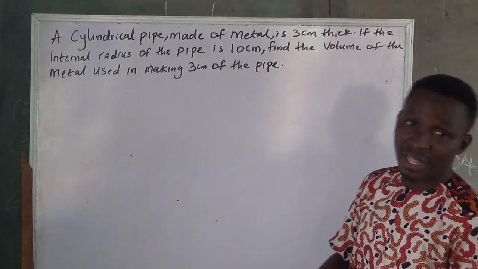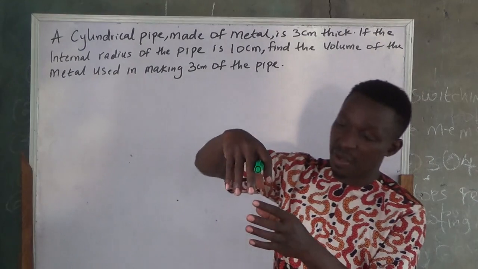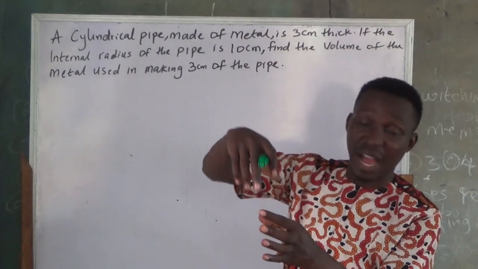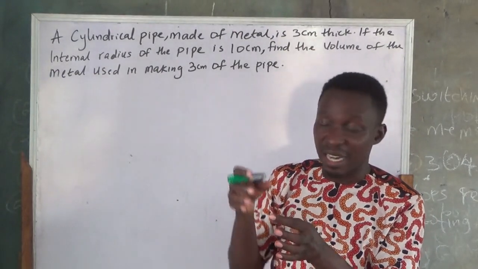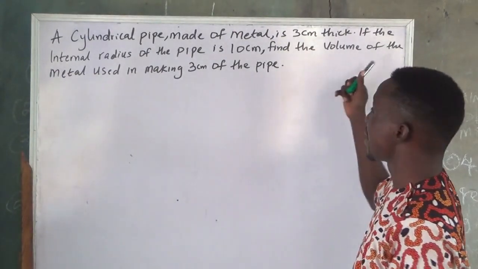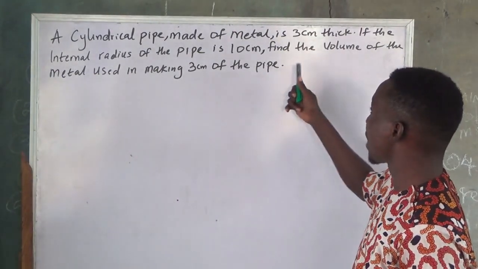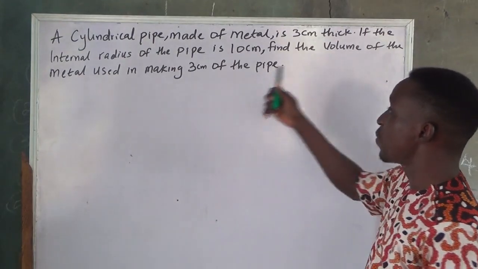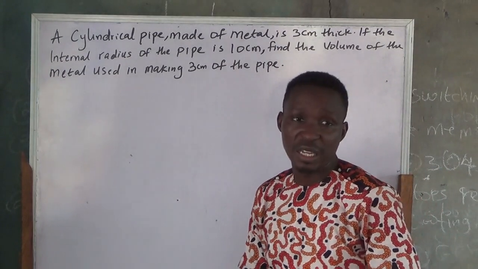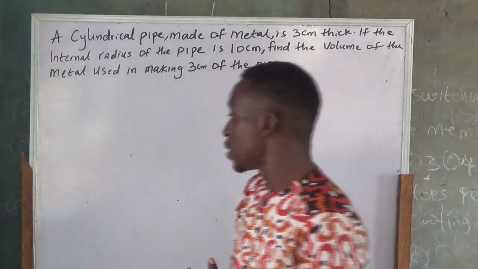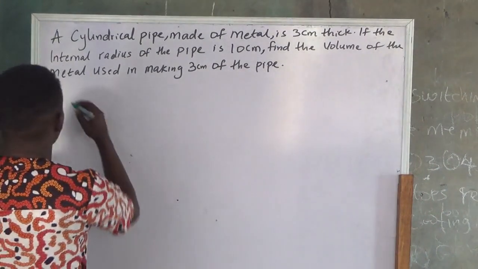That implies that you will have internal and then you are going to have external. Since it is 3 cm thick, there is a thickness there. Then it says that if the internal radius of the pipe is 10 cm, find the volume of the metal used in making 3 cm of the pipe. So what we are going to do is the volume now.